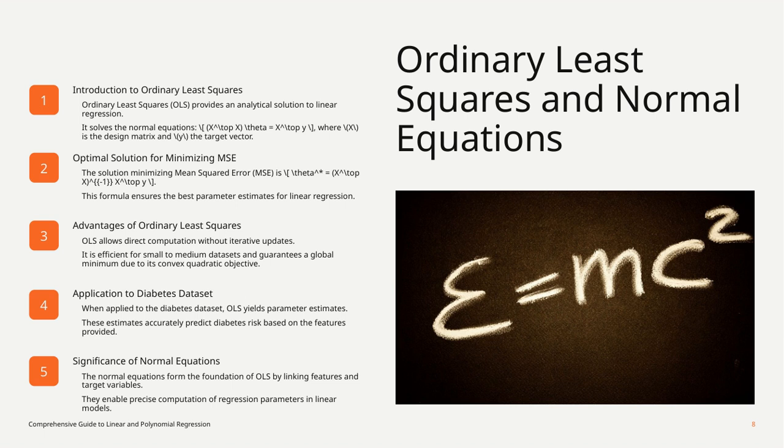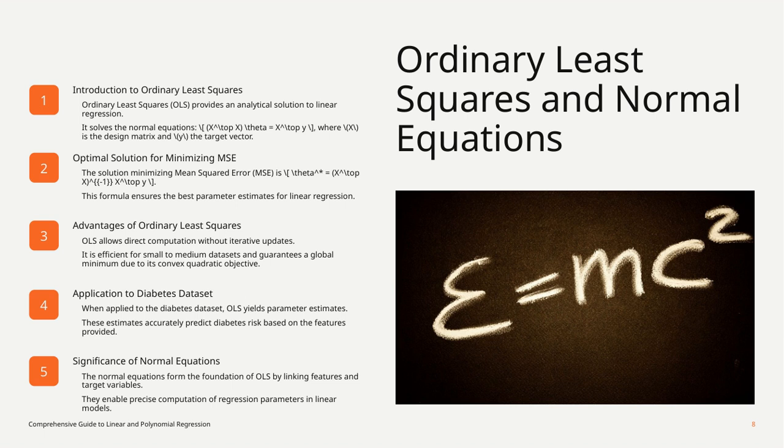One of the main advantages of OLS is that it allows for direct calculation of these parameters without needing iterative methods. This makes it quite efficient, especially for small to medium-sized datasets, and since the objective function is convex, it guarantees finding a global minimum.